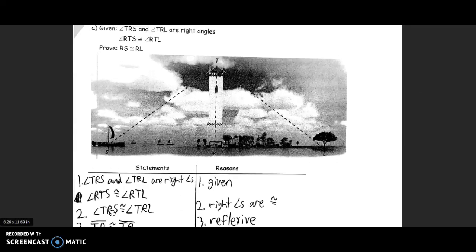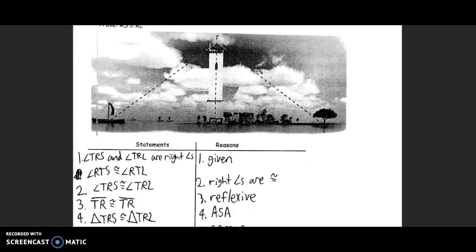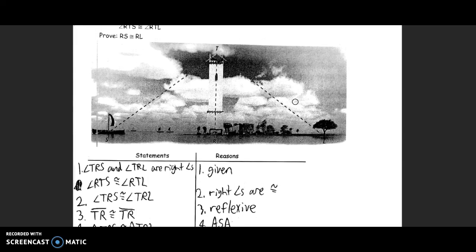But since I know that TRS and TRL, those angles, are both right angles, I can say they're both congruent to each other. So step 2, angle TRS congruent to angle TRL, because every right angle should always be congruent. And this next step that I'm adding in could have been your step 2. But we're just saying that they share a side. You want to look for that as a common start. Remember to your proofs, TR is the same in both triangles, to the left and to the right.